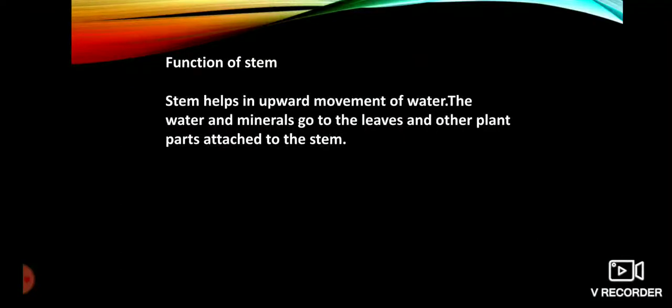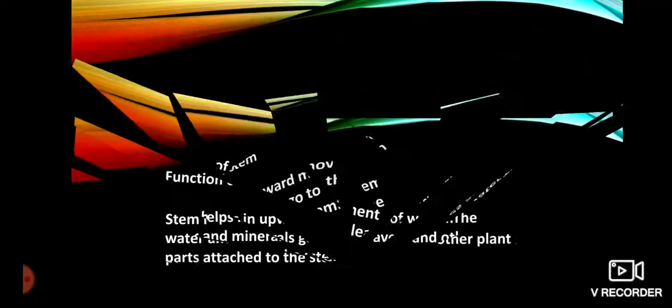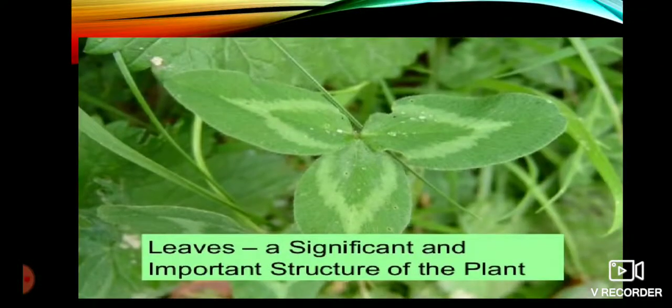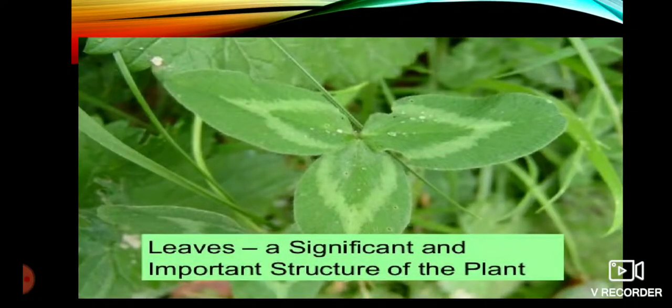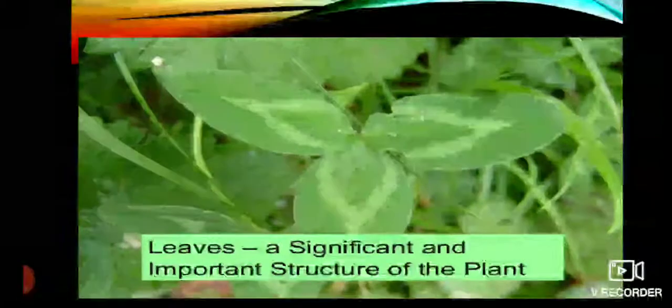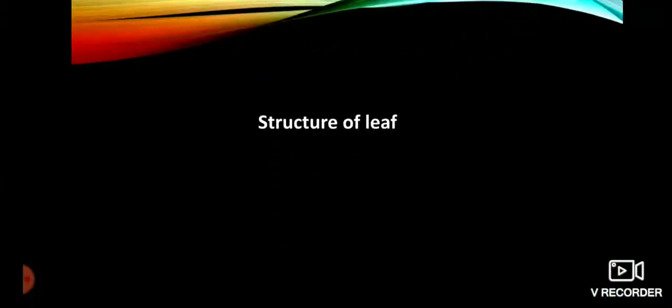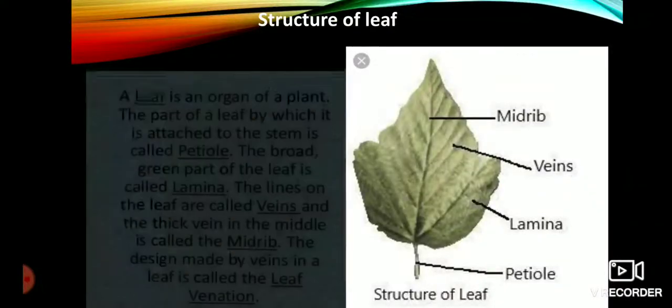The water and minerals go to the leaves and other parts of the plant attached to the stem. Now we can study in detail about the most significant and important structure of the plant, that is leaves. Observe the leaves of some plants around you and draw them in your notebook. Are all leaves of same size, shape and color? How are the leaves attached to the stem? Let us check. Please watch the picture given here.